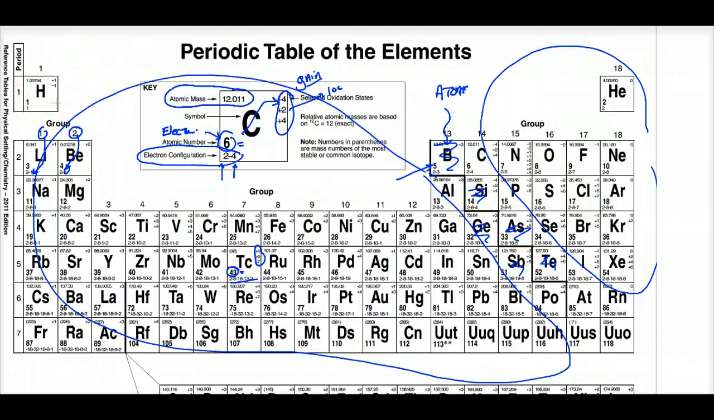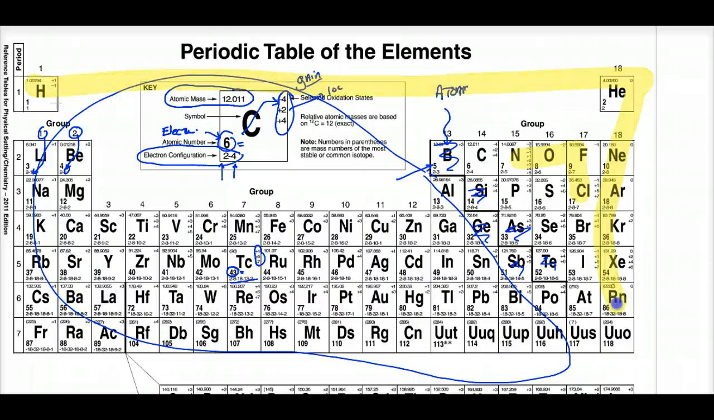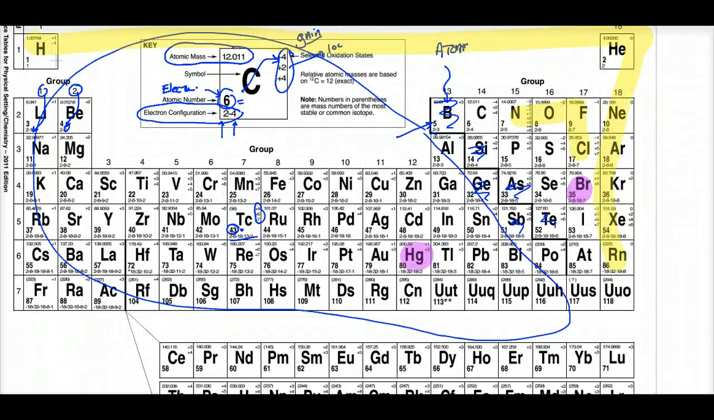Your gases are here and here, and your two liquids are bromine and mercury. Everyone else is a solid. So there are a few basics to look for here. Notice the period number, the row number, is the principal energy level as well. A lot of information is given there.